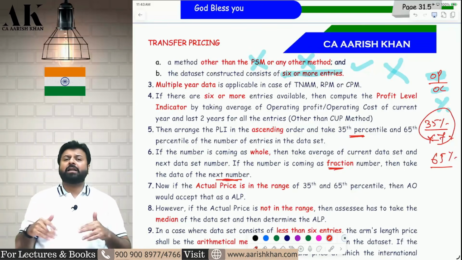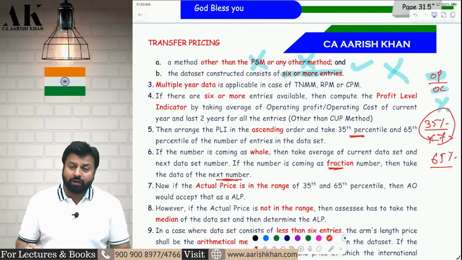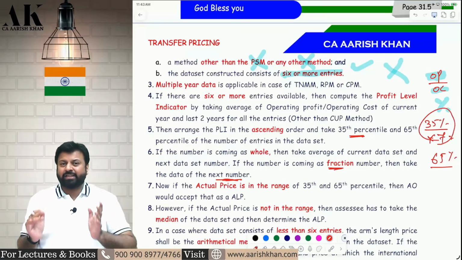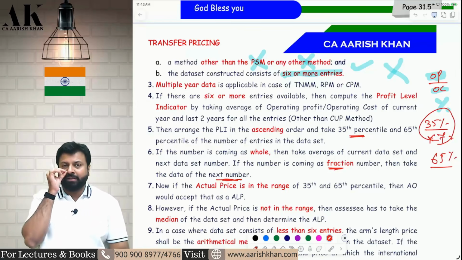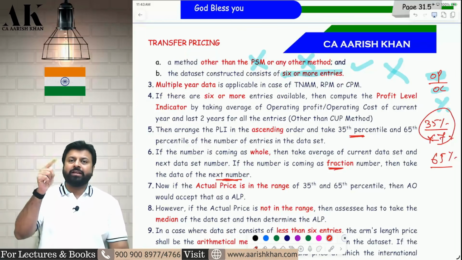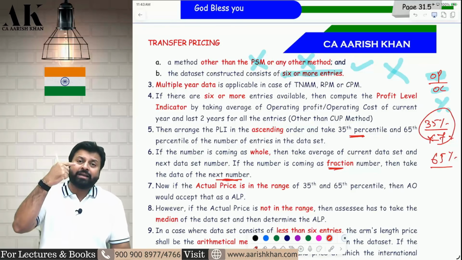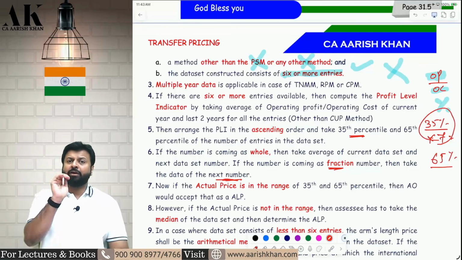Sir, what if these numbers are not fraction, but whole numbers? If these numbers are whole numbers, then you have to make slight changes. Suppose the number of items you have collected from the industry is 20. So what is 35% of 20? It is 7. Now this is a whole number. Now don't take the next number directly, 8. Now take the average of 7 and 8. That will be your first number.